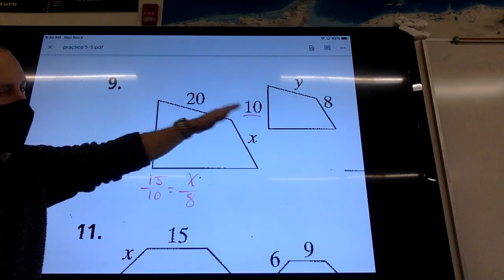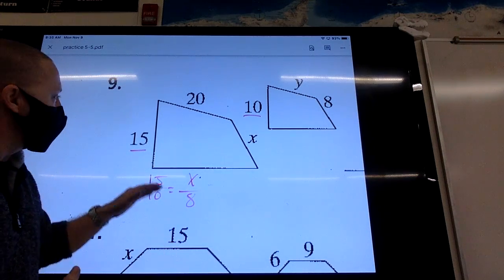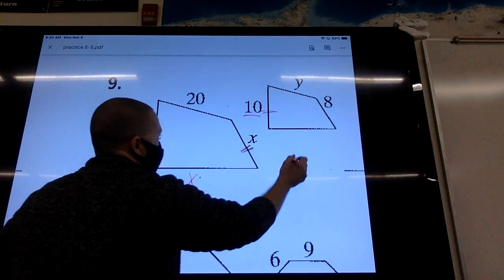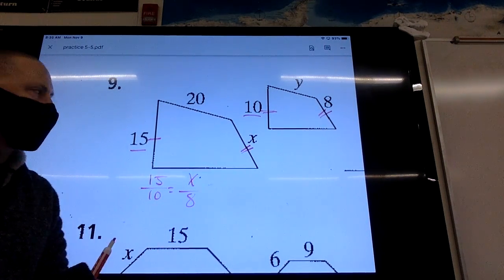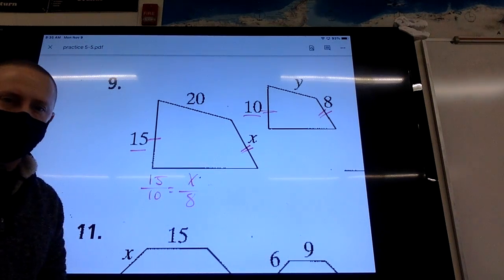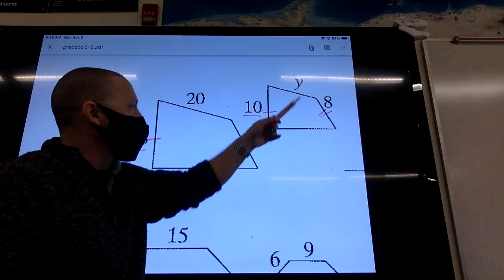This is compare the corresponding sides that match on similar shapes. It's the same shape, but it's a different size. So the sides correspond. This side matches this side, and then this side matches this side, okay? As they match each other like that, then I set up my proportion. When I solve this, that will tell me the value of x. Then I go back, and just like it's a brand new problem, I solve for y.